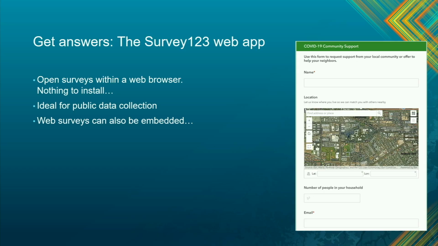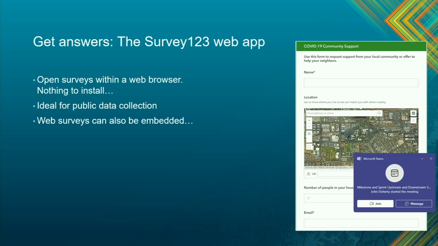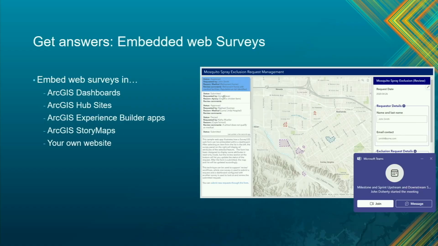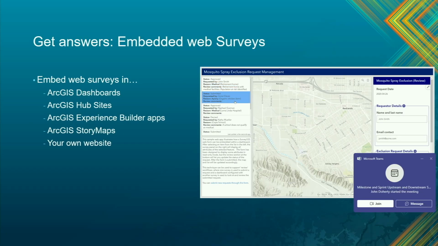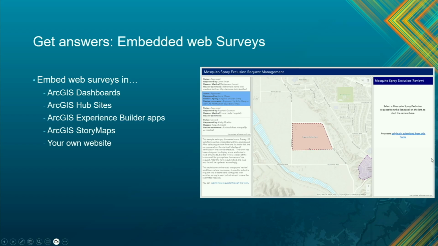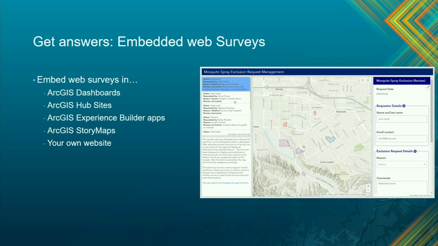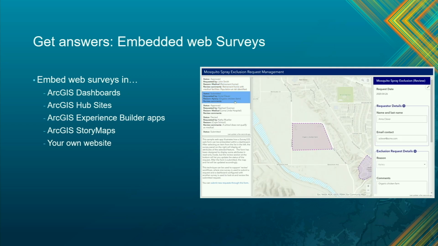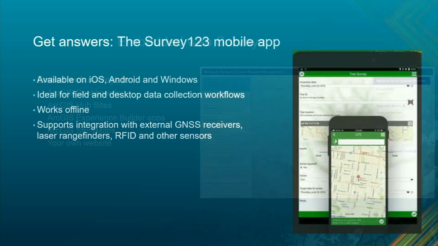And these web surveys can also be embedded. So you can embed your surveys into things like ArcGIS dashboards, into an ArcGIS Hub site. Experience Builder has a Survey123 widget to embed a survey into a story map, or you can do it into your own website as an embedded survey on your site. So a few different ways to work with those embedded surveys.